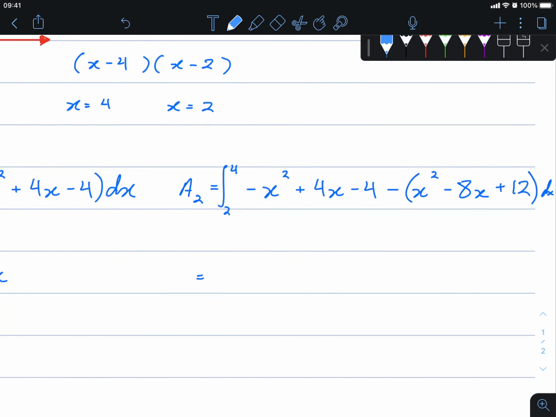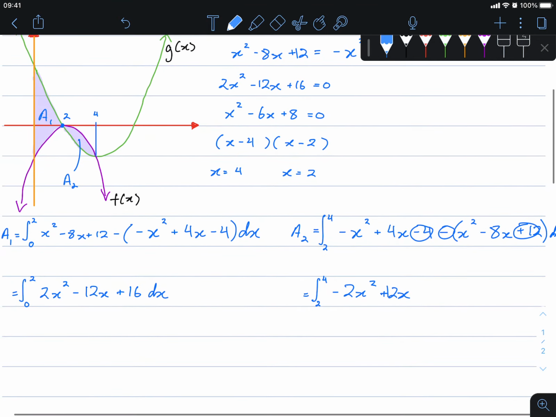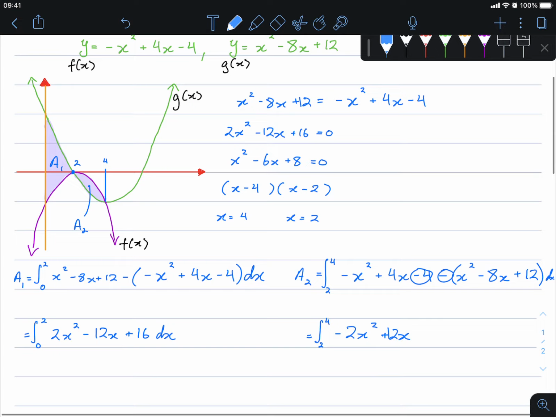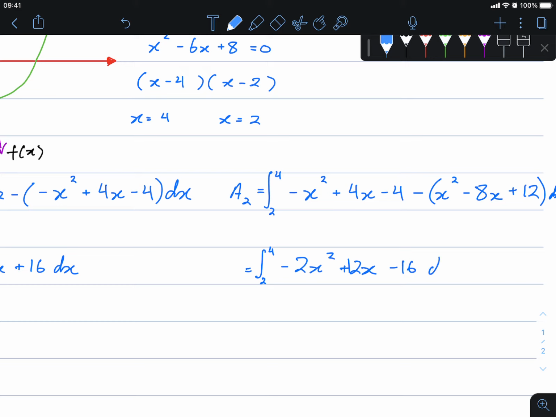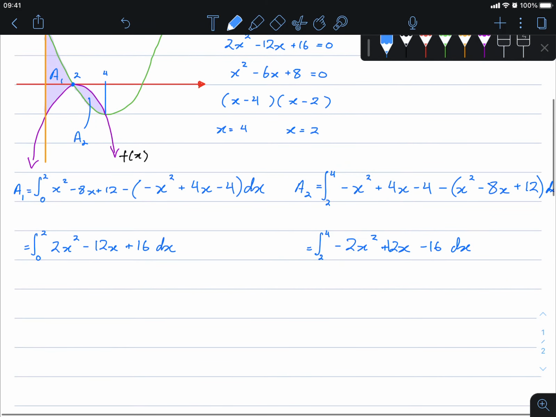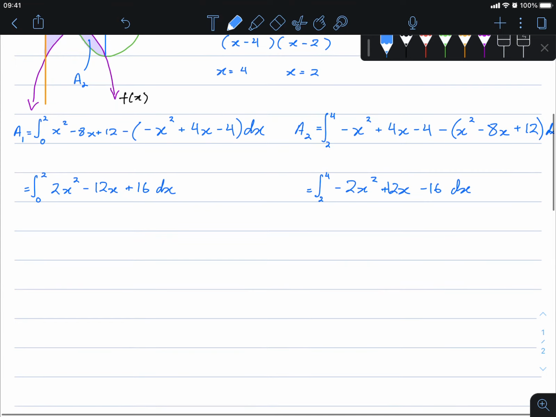Collecting all the like terms here. 2 to 4. Negative x squared minus x squared. That's negative 2x squared. 4x minus 8. That's 4 plus 8. That's still 12x. Negative 4 minus 12. Yep, negative 4 minus 12 is negative 16 dx. And these two integrations are what we need to solve.